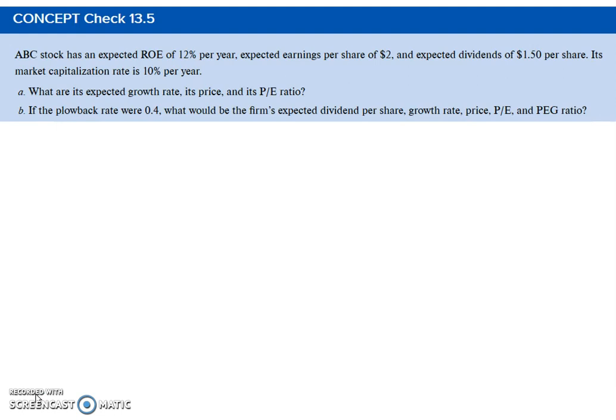So part A, what is the expected growth rate? It's price and PE ratio. So, okay, so we just take what we're given. So we've got ROE is 12%. And we got earnings per share, that'd be E1, is $2 per share. And dividends, $1.50, that's D1.